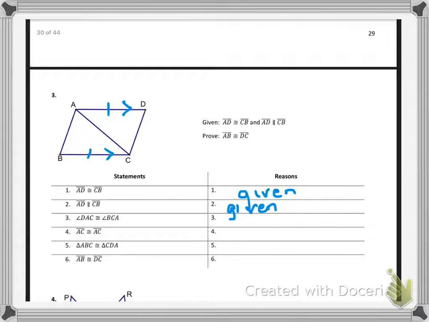All right, now, they say the next step is to say DAC is congruent to BCA. DAC is this angle right here. They're saying it's congruent to BCA, so that's that angle. Well, can we say that? Yeah, I think we can, because we have two parallel lines and a transversal. So those two angles are alternate interior angles. And we know that alternate interior angles are congruent.